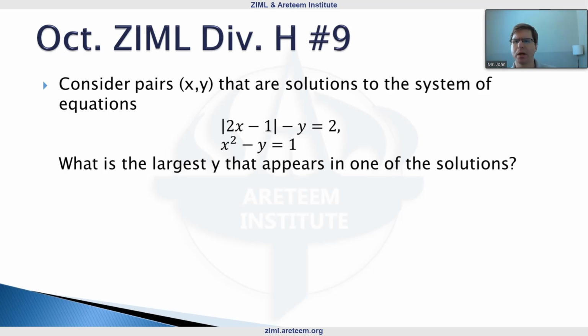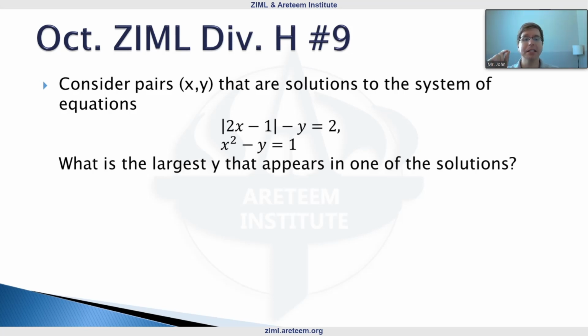Our first equation has an absolute value in it: the absolute value of 2x minus 1, minus y, equals 2. The second equation has a square in it: x squared minus y equals 1. So we have this idea of a system of equations, and also absolute values and squares, but we're combining them all into one problem here.